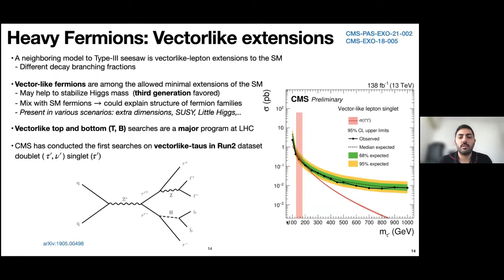One detour I want to take, although this wasn't advertised in the title, is an enabling model to type 3 Seesaw: vector-like lepton extensions to the standard model. And indeed, the CMS analysis with this multi-bin machinery also probes such final states. And one thing I want to say is that for all the other limits I talk about today, all the sensitivity is at the TeV scale. Such models are actually also still possible, viable, and unexplored at 100 GeV, 200 GeV, the electroweak scale. So I just wanted to say that this is not all a heavy particle search program.